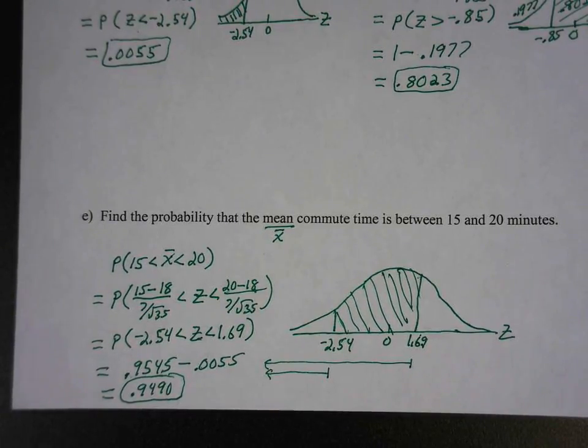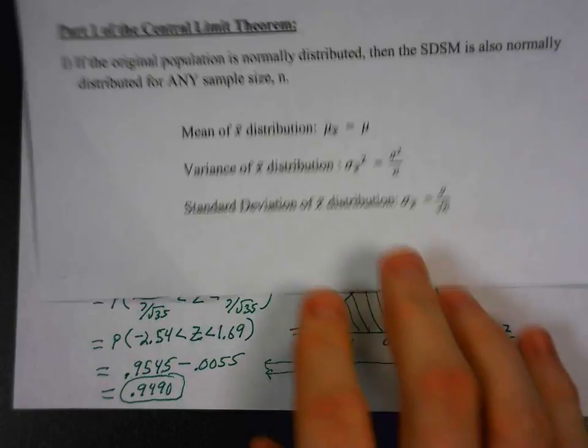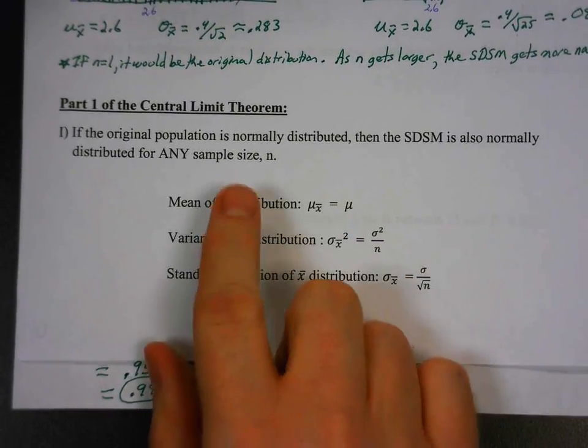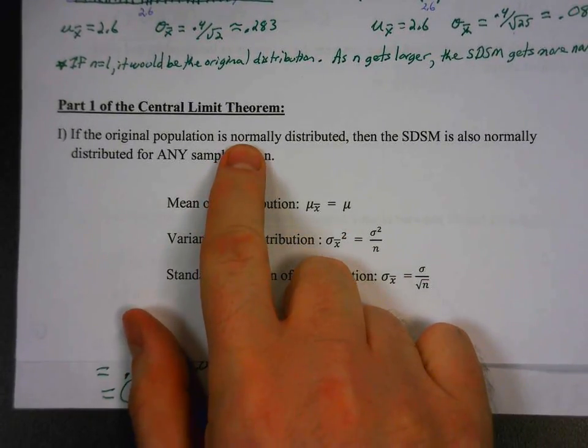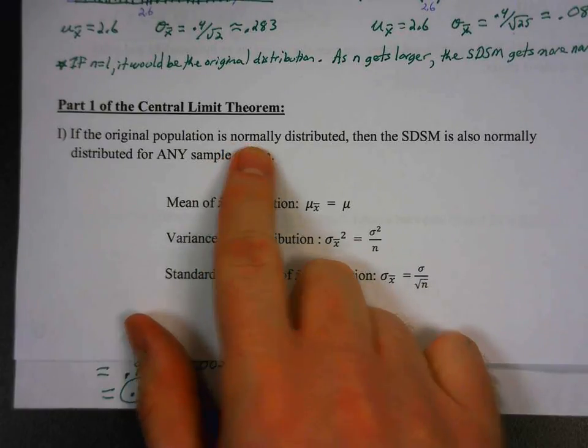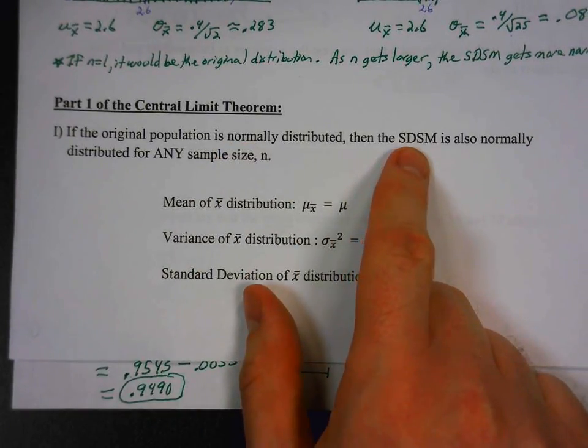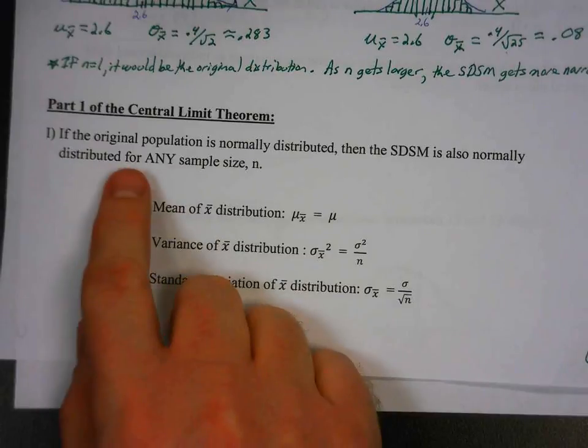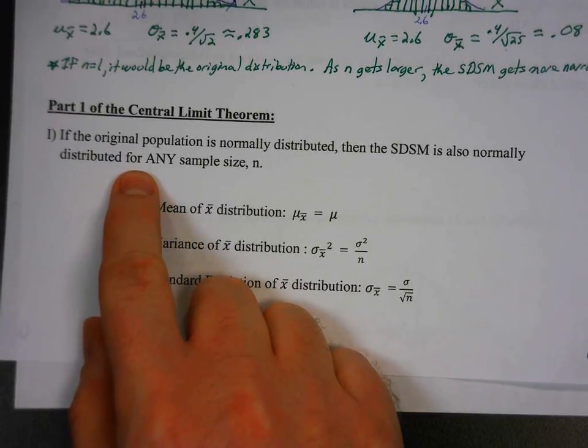Okay, so those are examples of using the central limit theorem. And again, the central limit theorem has two parts. The first part was if you start with a normal distribution, so if the original population is normal, then the sampling distribution of sample means, or the x bar distribution, is also normally distributed for any sample size n.